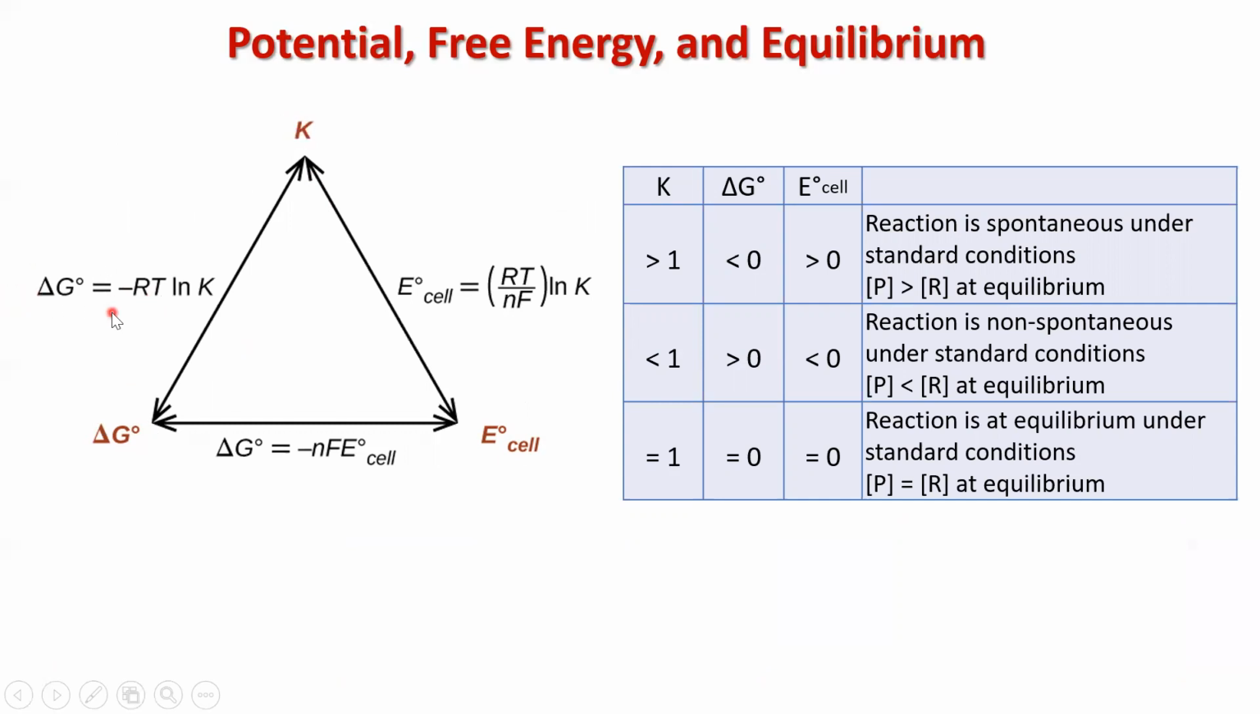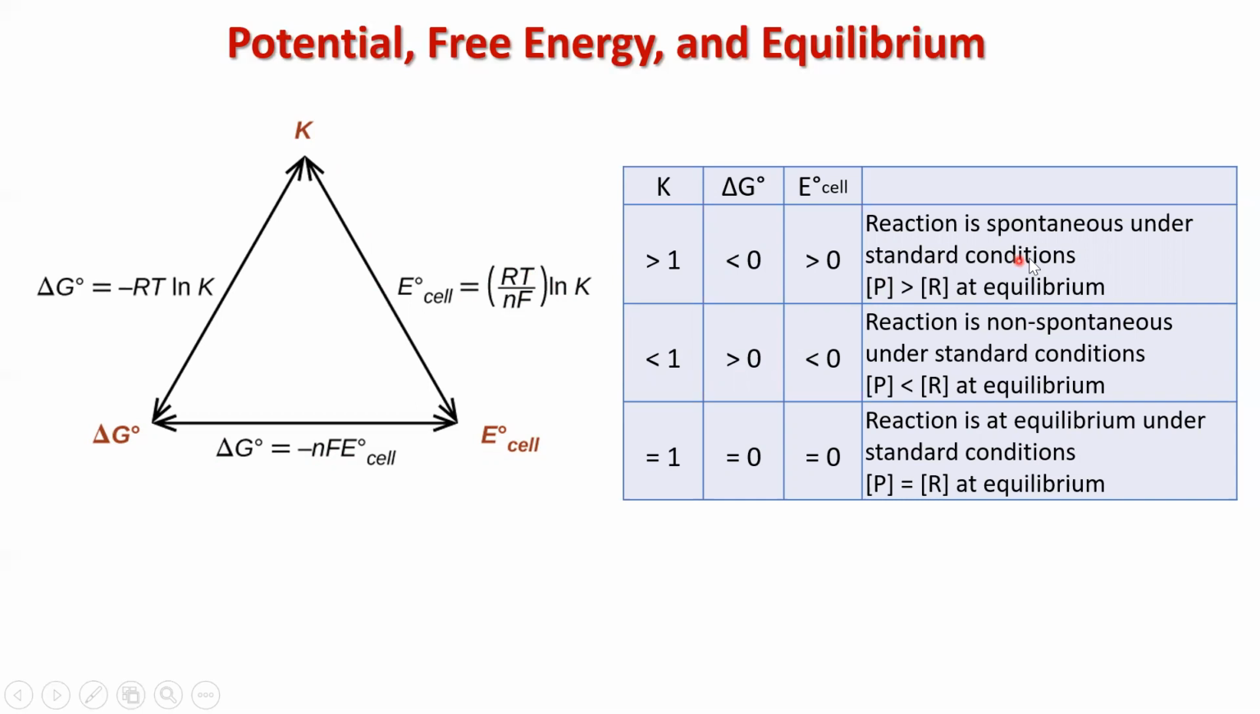And we already looked at this equation here. So delta G equals negative RT ln of K. Now we're just going to add in this new variable, our potential difference. So if we want to relate our free energy to E, we've got negative NF times E equals delta G. And if we want to relate E to K, E equals RT over NF times the ln of K.